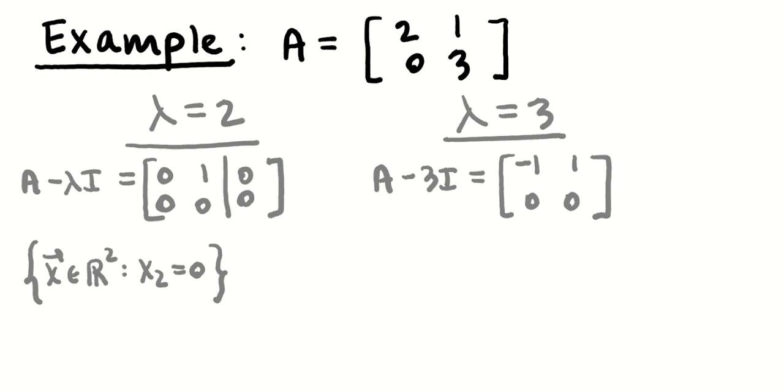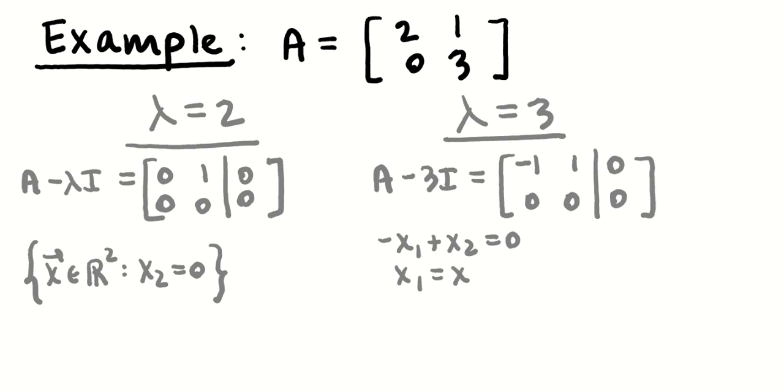So if I want to find the null space of A minus 3I, I'm going to augment this with the 0 vector and row reduce. Oh, look, it's already row reduced. So this is telling me that negative x1 plus x2 needs to equal 0. That means that x1 is equal to x2.